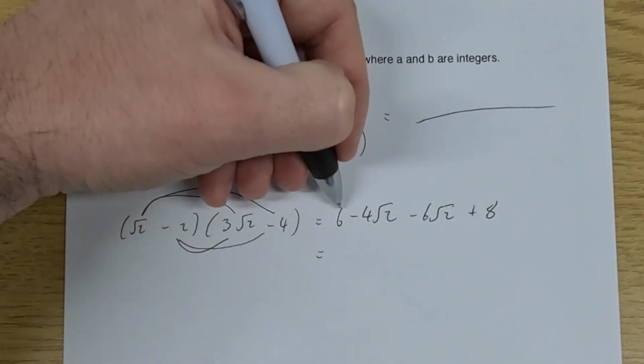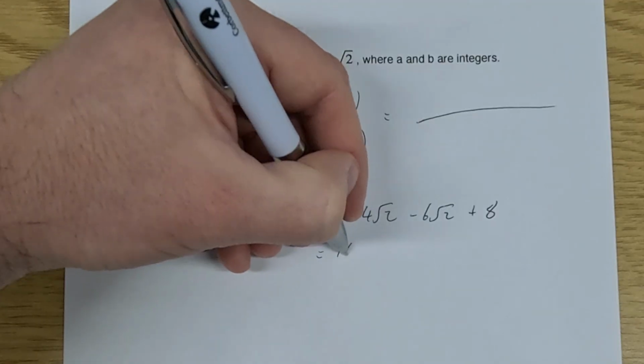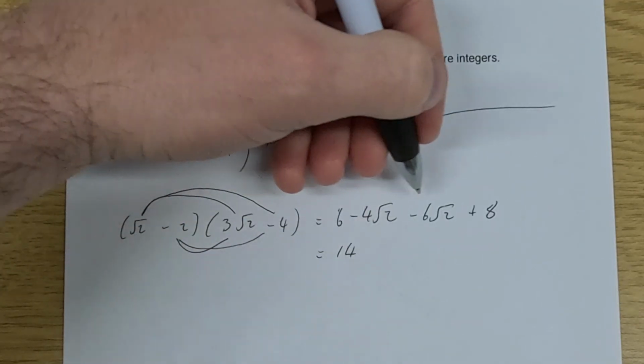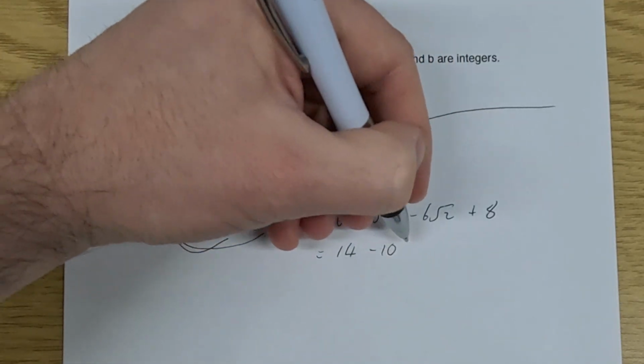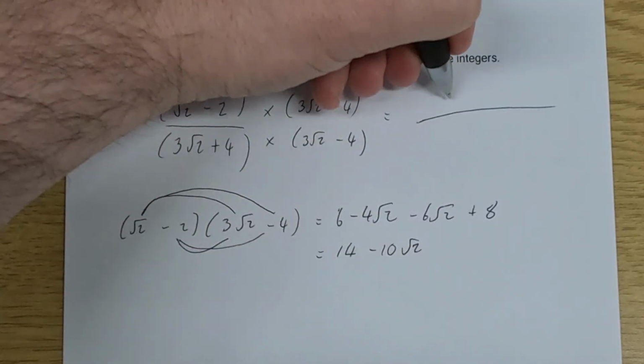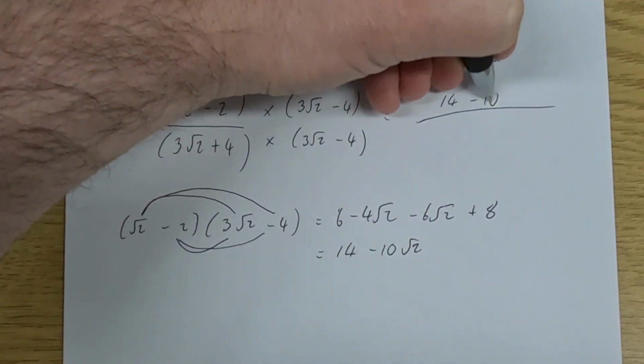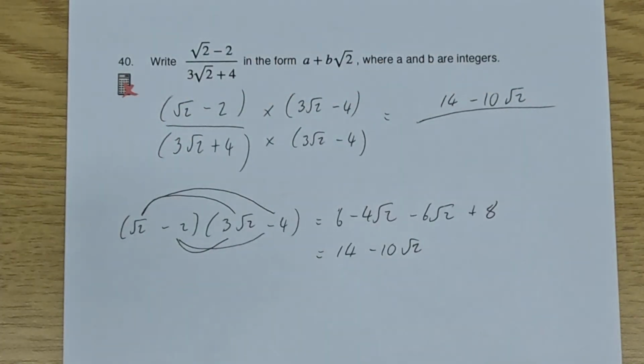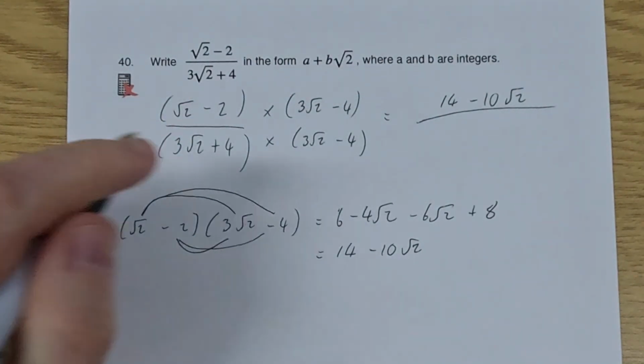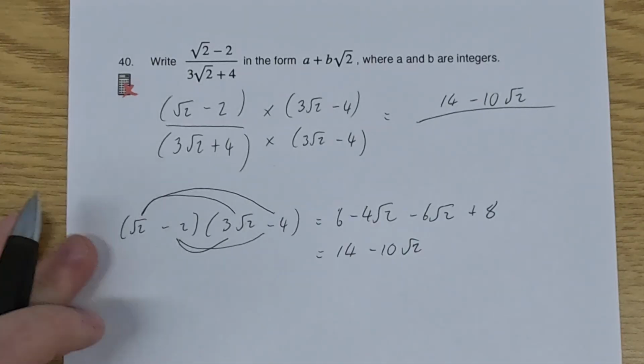Then if we simplify this, 6 plus 8 is 14. And then we've got minus 4 lots of root 2, take away another 6 lots of root 2, would be minus 10 root 2. So that's our numerator, 14 minus 10 root 2. Okay, now let's have a look at the denominator, and hopefully whenever we expand these, we're going to get something that's rational. So let's do that.